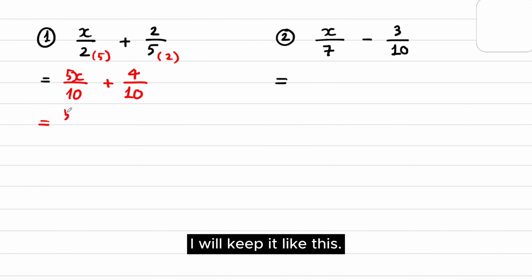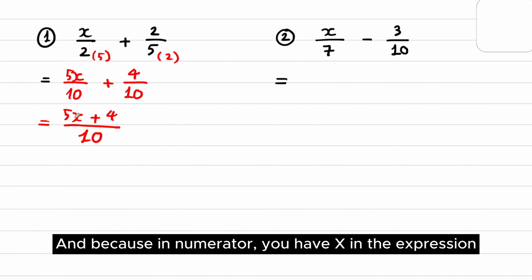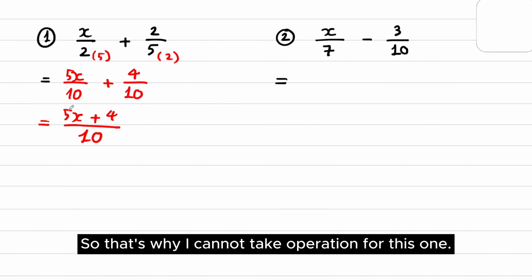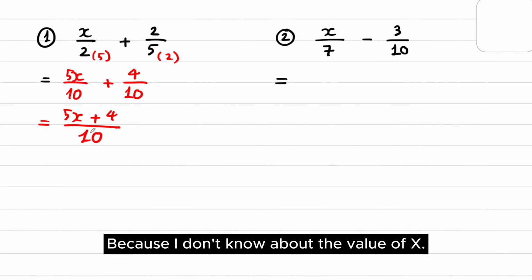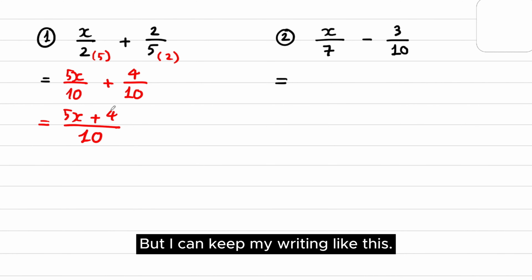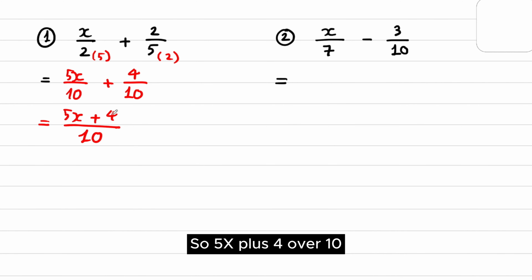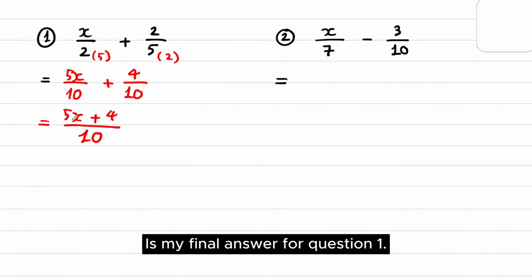So the next step, I will keep it like this. Because in the numerator you have x in the expression, I cannot perform the operation for this one. I cannot write down the final answer because I don't know the value of x, but I can keep my writing like this. So 5x plus 4 over 10 is my final answer for question 1.